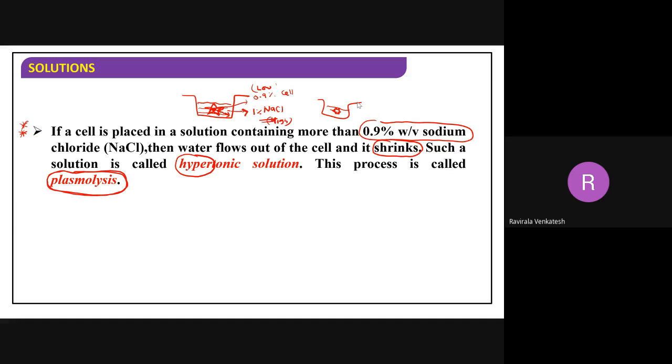Whenever a cell is in a sodium chloride solution having more than 0.9%, that type of solution is called a hypertonic solution, and the process is called what? Plasmolysis. Next we will see the reverse process.